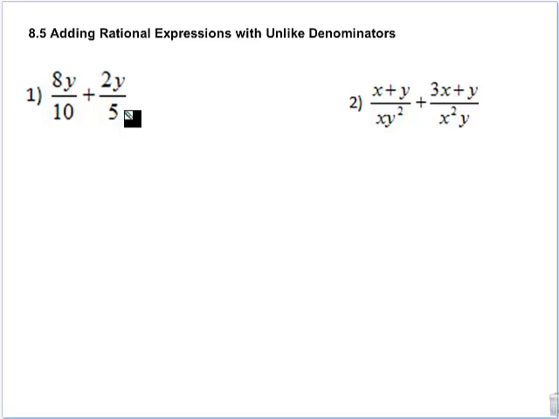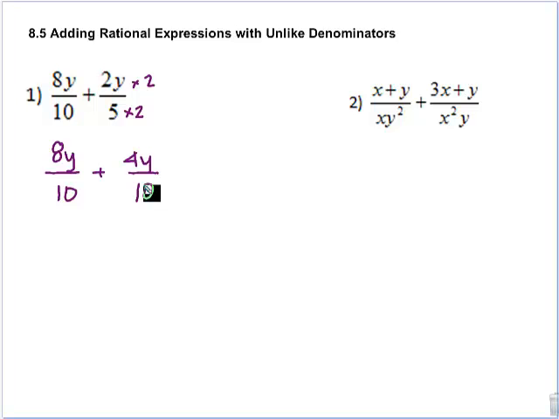So let's say we have 8y over 10 plus 2y over 5. Currently the denominators are 10 and 5. We need to make these the same. To make these the same, there are two ways you could do it. One of the ways is certainly to multiply 2y over 5 by 2. So we'd multiply both the top and the bottom by 2.